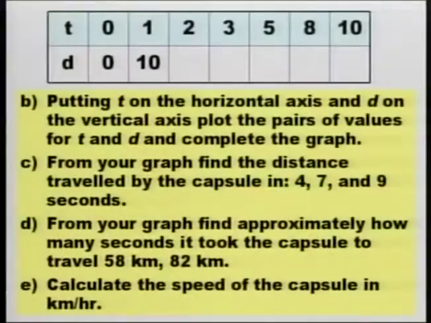Right, putting T on the horizontal axis and D on the vertical axis, plot the pairs of values for T and D and complete the graph. Now, if you've got a correct graph, your answers to letters C, D, and E must be correct. Okay, for letter C, from your graph, find the distance traveled by the capsule in 4 seconds, in 7 seconds, and in 9 seconds. George?